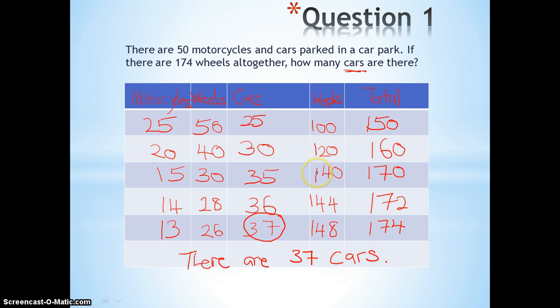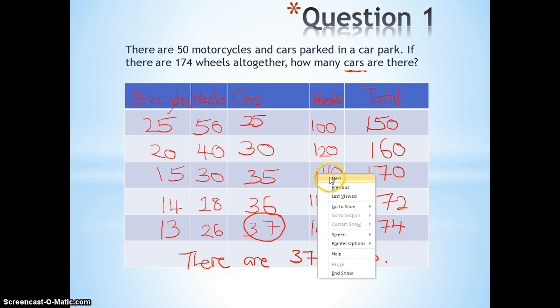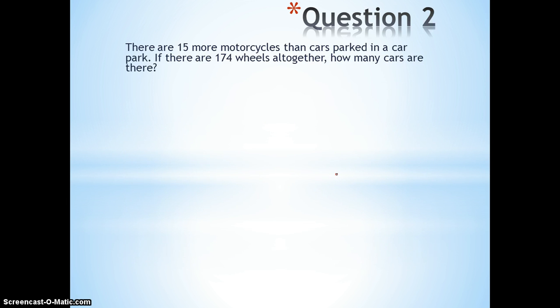I sure do. Now I'm going to change this question slightly. This time the relationship is I have 15 more motorcycles than cars. So if I have one car, I will have 15 more motorcycles. It's not 15, it's 16. I need to have 1 plus 15.